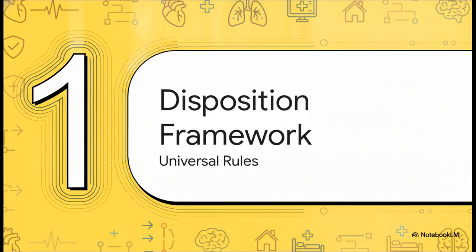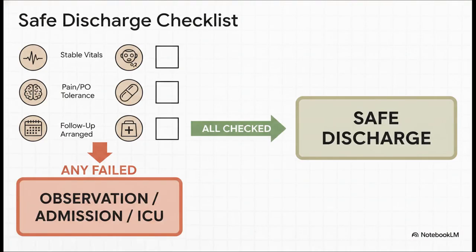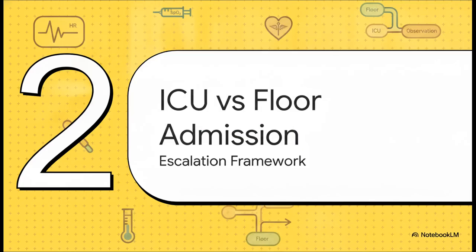Section 1. The Universal Disposition Framework. Discharge is safe when a patient meets all the core domains. We're talking stable vitals, normal oxygenation, controlled pain, normal mental status, PO tolerance, reliable follow-up, and medication access. But escalation is required if there's any failure in these domains. It instantly changes the answer from reassurance to observation or admission, simply because the patient cannot safely sustain their own baseline at home.